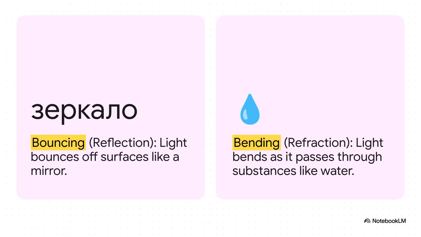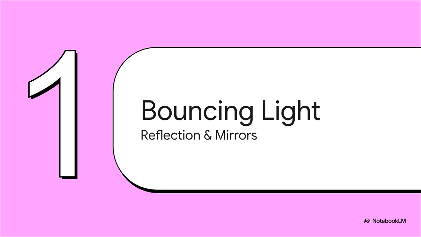Okay, so here's the secret. The entire vast field of optics, from the mirror in your bathroom to the James Webb Space Telescope, it all boils down to just two basic things light does. That's it. It can either bounce off something, which we call reflection, or it can bend as it passes through something, which is refraction. Literally every optical gadget we've ever invented is just a clever way of mastering these two simple tricks. So let's start with trick number 1, bouncing light.